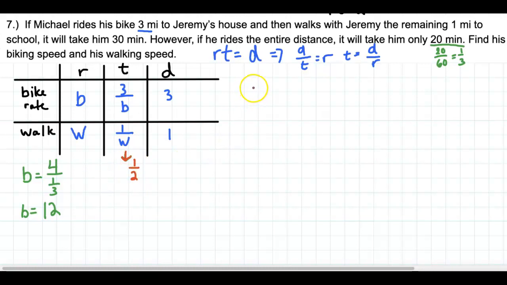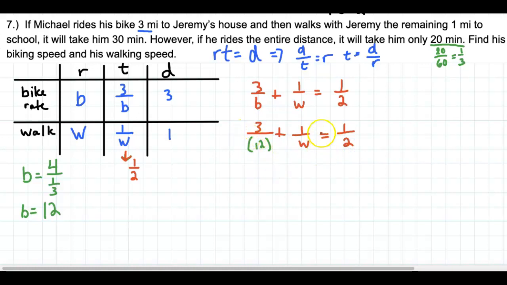So I've got this total time, 3 over B plus 1 over W is equal to a half, because it's a half of an hour, 30 minutes, right? And we also have that value for B is 12. So I'm going to go ahead and substitute that. So 3 over B, B is 12, plus 1 over W is equal to a half.